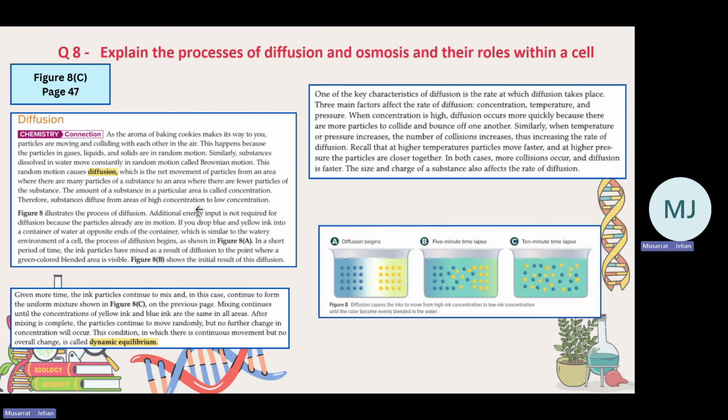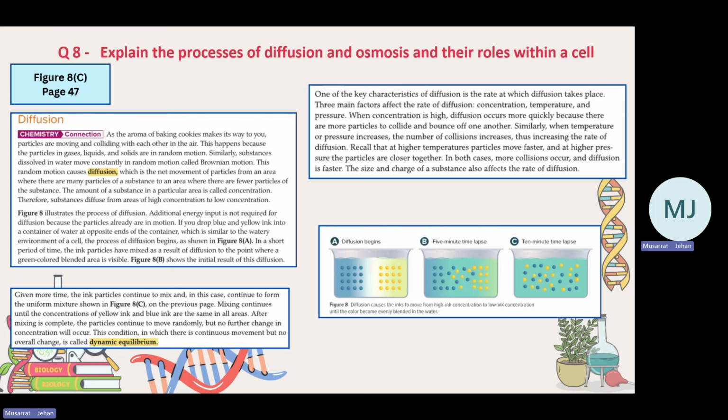Just like if something is being cooked in the kitchen, the smell reaches us. How does it reach us? Because the particles move between the particles of the air, and they reach us. In the same way, this is diffusion. Diffusion is the random motion of particles from a high concentration to a low concentration. They always move from where there are too many to the place where there are fewer.